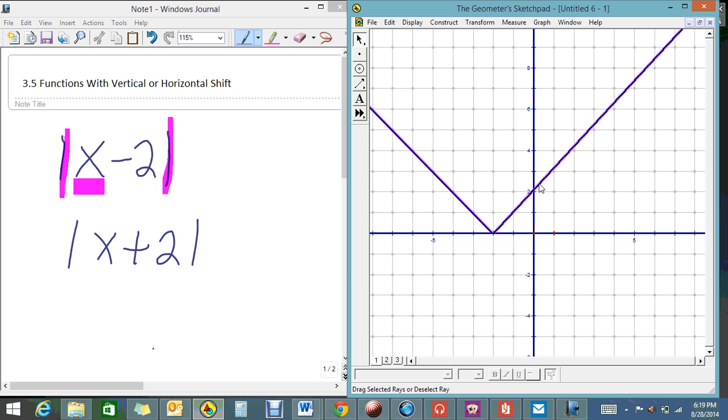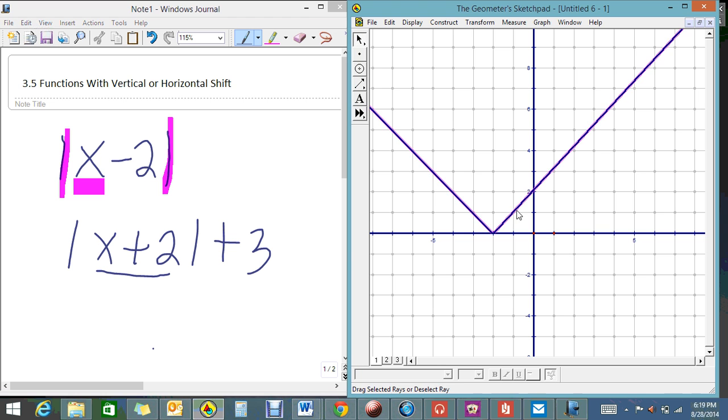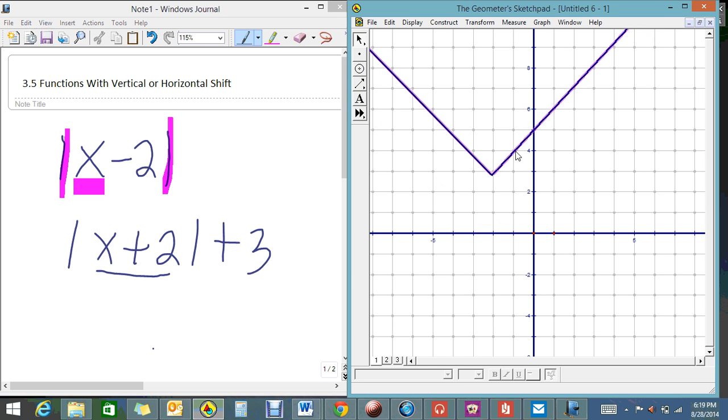And we can do them both at the same time. So suppose I have absolute value of x plus 2, plus 3. And the plus 3 is on the outside, right? That was how we got it to go up and down. So it would be over negative 2, right? Because this is the over one, and it's the opposite. So we go over negative 2, and then we would just go up 3.